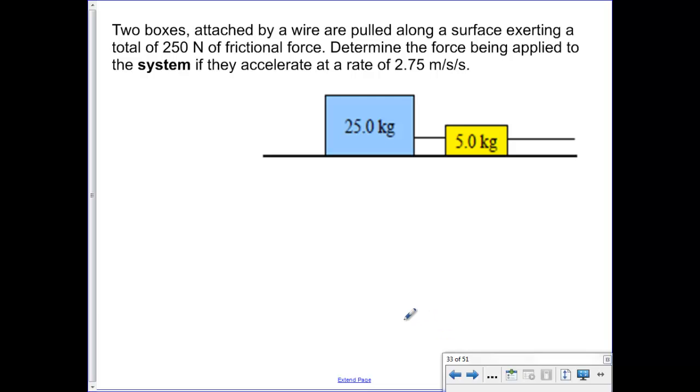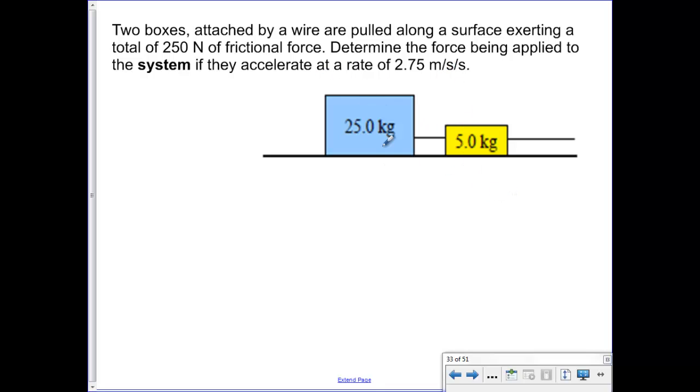Okay, here's another common type of problem that you might get asked. It's another system question where now you're going to actually have a box tied to another box. You've got two items directly next to each other. And I'm going to throw another number in here for you. There's going to be some frictional force as well, so now I've got to account for that. We're going to try to figure out the force being applied to the system if they accelerate at this rate.